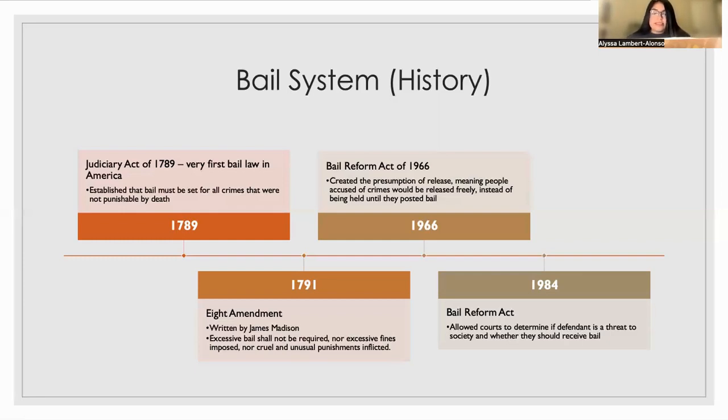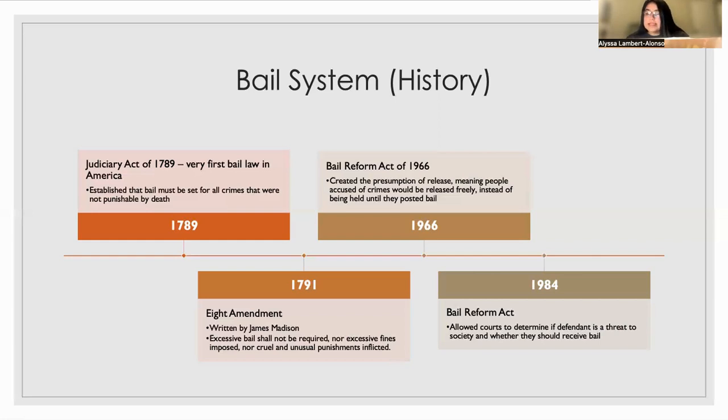Then in 1966, the Bail Reform Act was created. This created the presumption of release, meaning people accused of crimes would be released freely instead of being held until they posted bail. So bail was first established with the idea that if people had to pay the court, they would be less likely to flee. And the criminal would leave freely under the assumption that they would choose to return on their own without incentive. If there is proper evidence that the defendant would flee, the release could be rebutted.